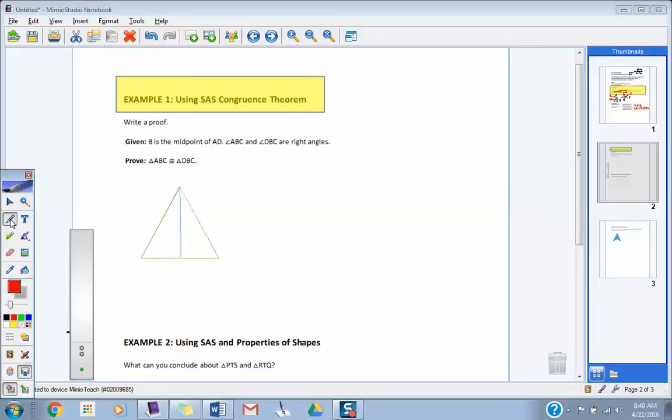It says right here, you're going to have to help me on this. I believe B is right here. Is that right? A is here. D is here. Makes this C. And I believe there's right angles down here.